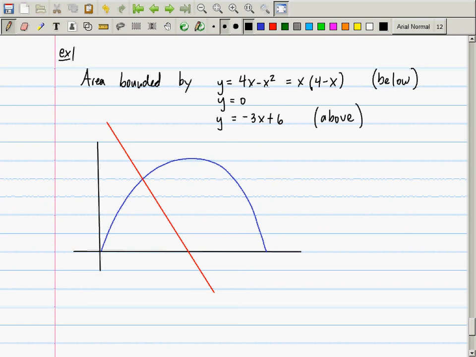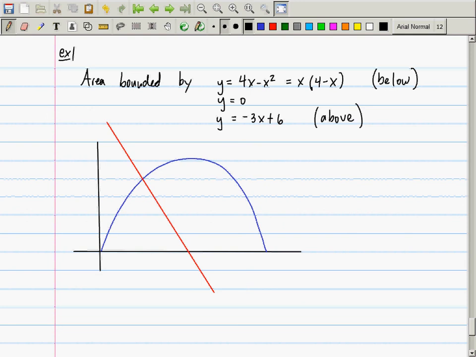Is that above the line? No, that's below the line. So what area is it that I'm referring to? This one. So now, this region here is neither vertically simple nor horizontally simple. It's neither one of them.